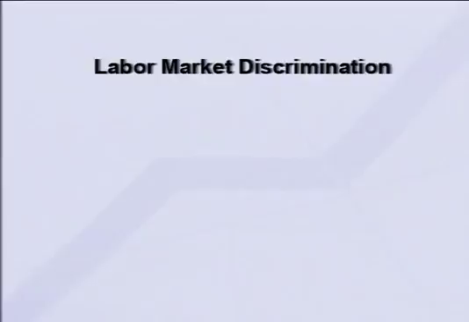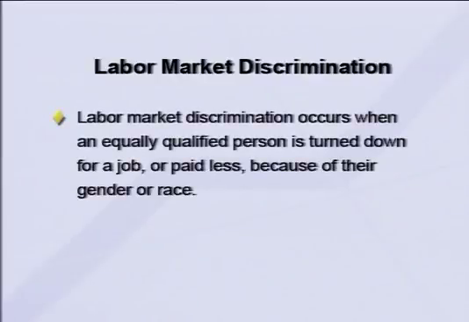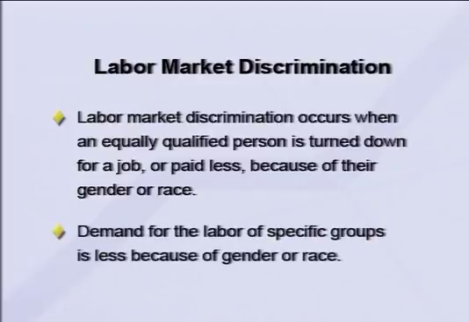Third issue I wanted to talk about, labor market discrimination. In economic terms, labor market discrimination occurs when an equally qualified person is turned down for a job or paid less because of their gender or race or some factor like that. In our framework, we would say that demand for the labor of specific groups is less because of gender or race. But in thinking about discrimination from an economic perspective, it's useful to remember that discrimination comes in many different shapes, and in some cases, markets might even fight discrimination.